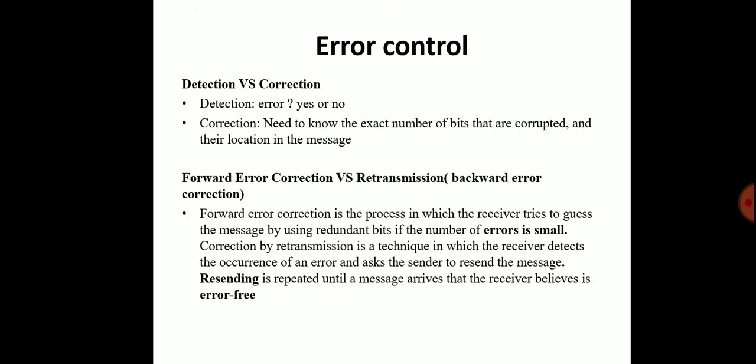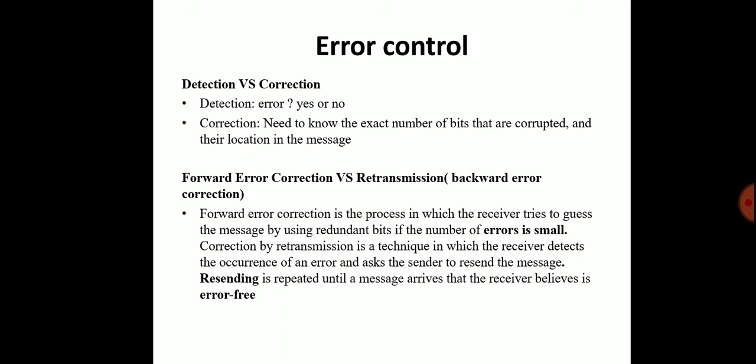Now, the error control: detection versus correction. The detection is whether there is an error, yes or no. For correction, there is no need to know just the number of bits in error, but also their location in the message. Forward error correction versus retransmission, that is backward error correction.